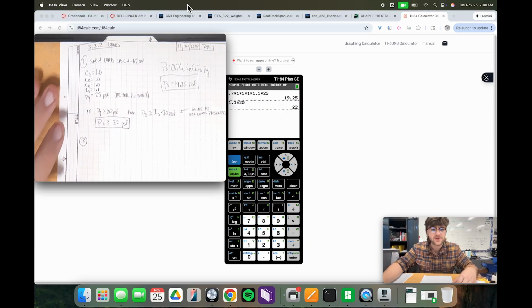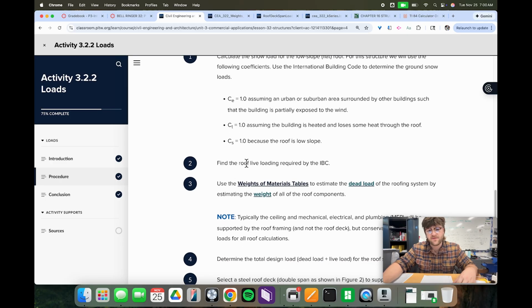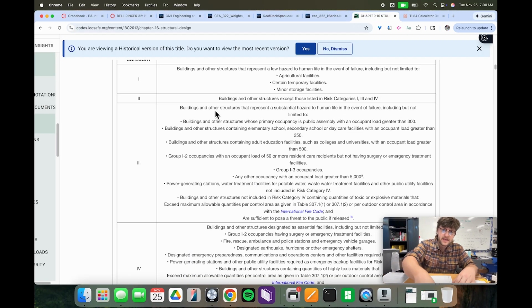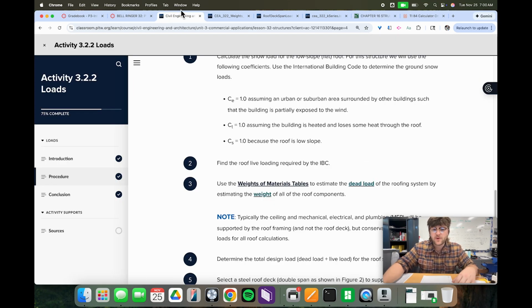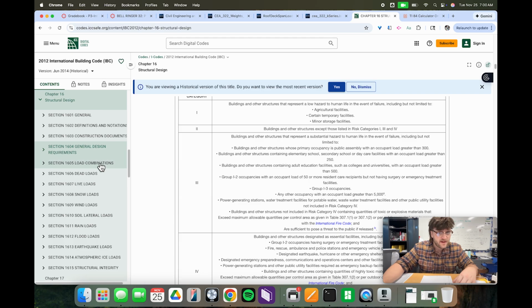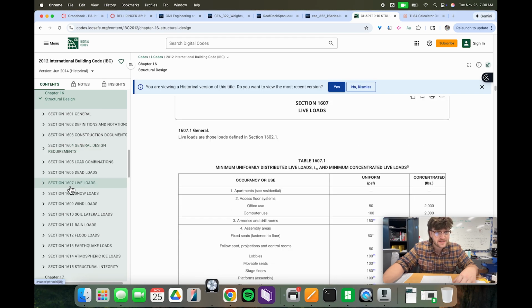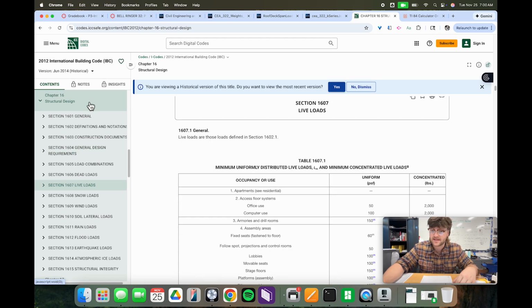Question number 2 here is asking us to find the roof live loading required by the IBC. So if we bring up the IBC, just as we said, we want the roof live loading. We can find the live loads category here, section 1607. Basically, we're going to be in chapter 16 for pretty much all of this. So 1607, it says live loads.